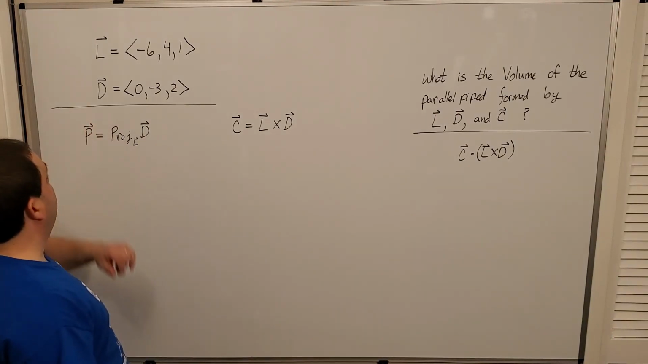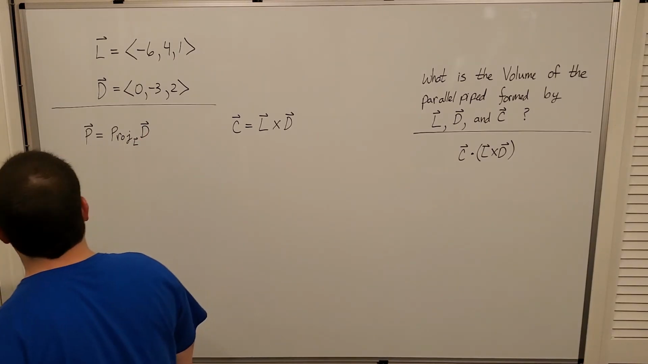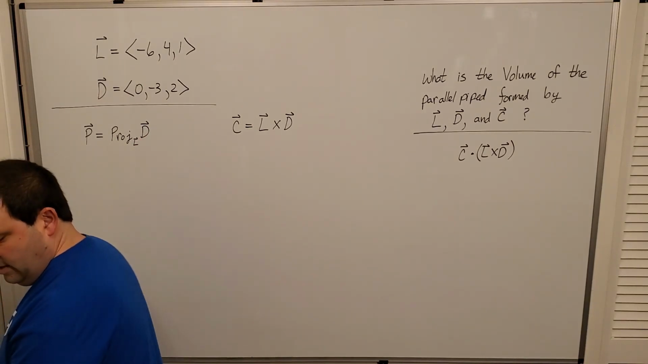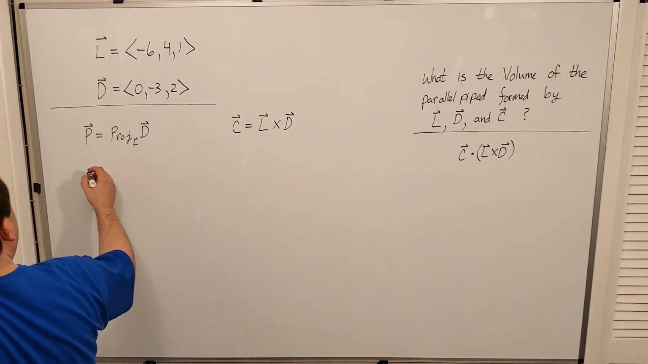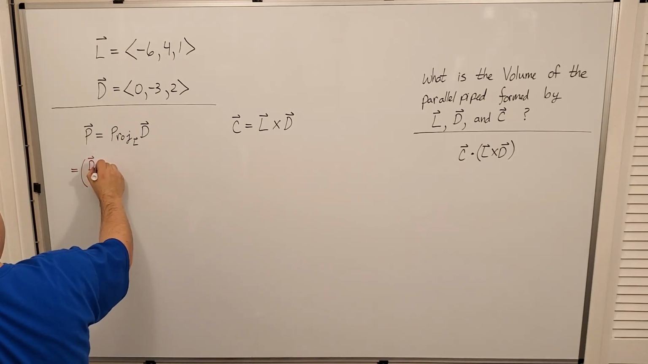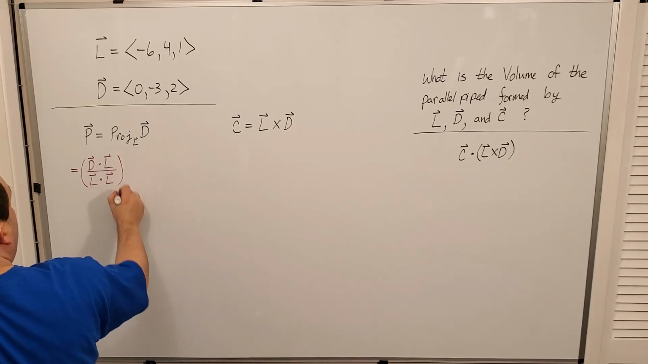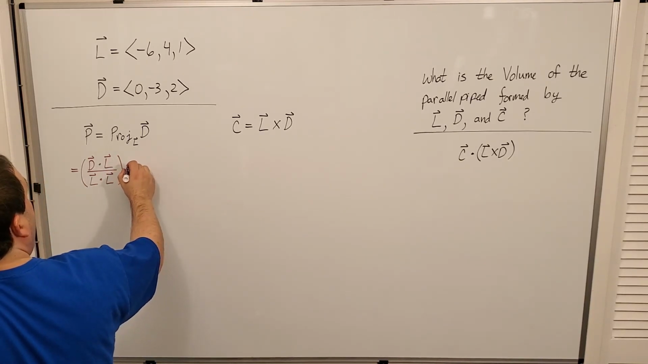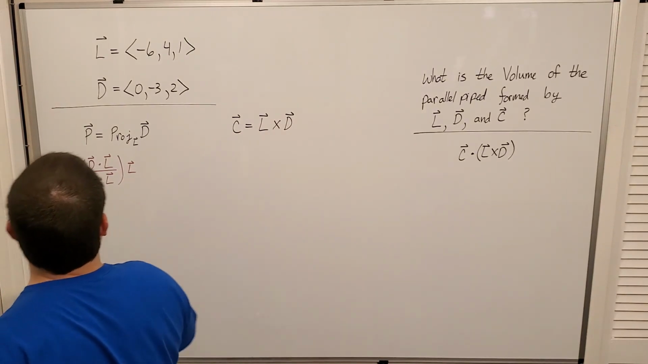So, projection of D onto L is what this says, right? Then I need to write down my formula for that one so that you can see what I'm doing here. That's going to be D dot L over L dot L, or you could do magnitude of L squared, or whatever way you want to talk about that, and then times the L vector, right?